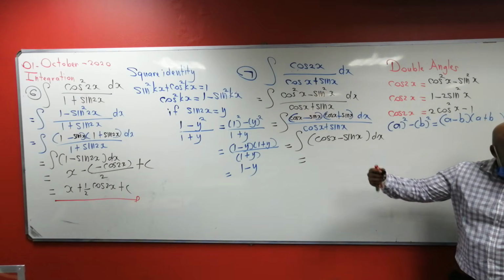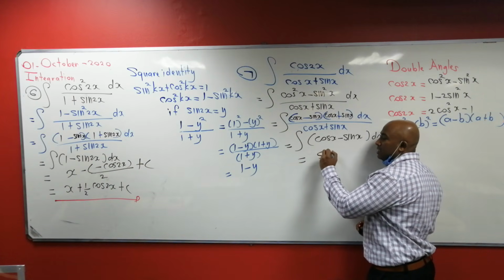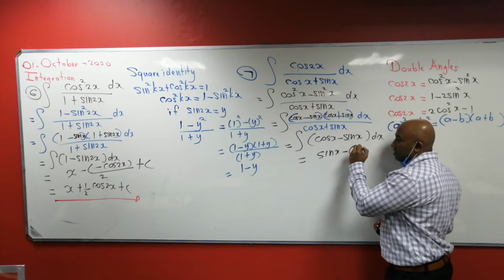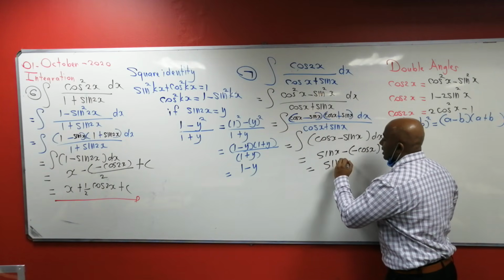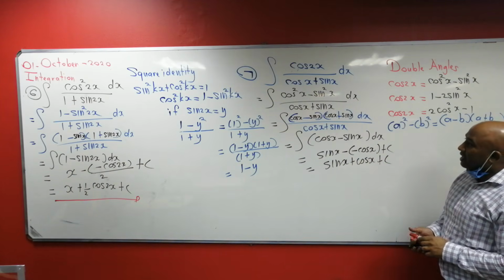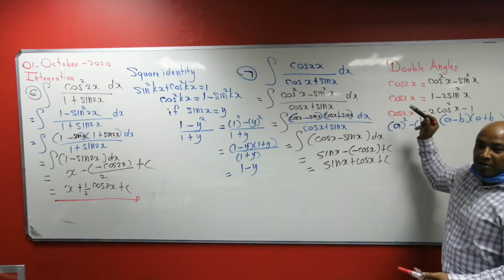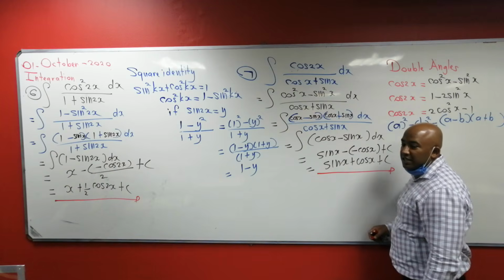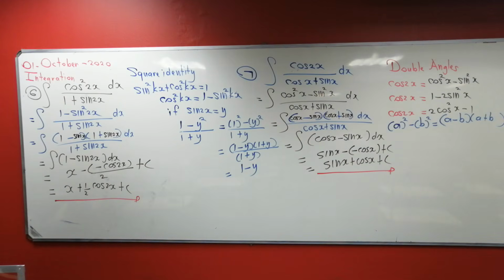And now you go straight to your standard table of integration. Integrate cos, you're left with positive sine. Integrate sine, it's negative cos. Plus c, so that will become sin x plus cos x plus c. So the main thing was the double angle formula. After that, it has nothing to do with trigonometry. It's all about simplifying using factorization. Factorization is one of the foundations of what we're dealing with here.